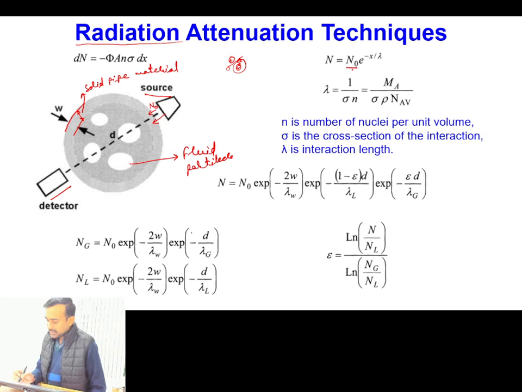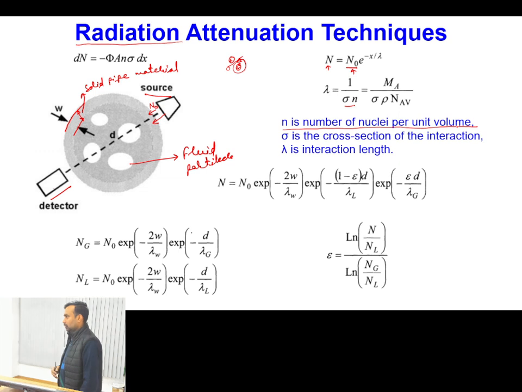Okay, where n naught is the number of particles initially emitted from the source, n is the number of particles detected at any distance x from the source, and lambda is one important parameter, which is given as 1 by sigma n, where n is the number of nuclei per unit volume. And sigma is the cross section of the interaction.